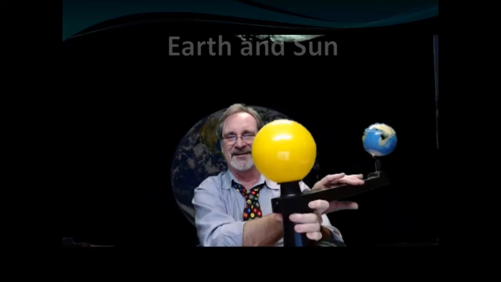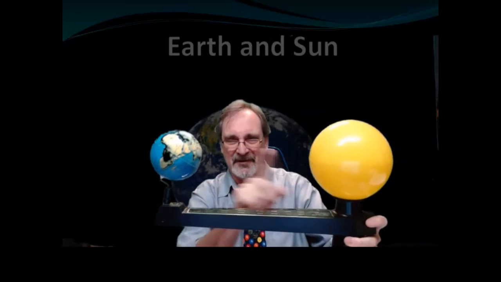Here's the sun and here's the earth, and the earth goes around. I like this model. It's kind of fun. It also, by the way, includes the moon here, but we'll do the moon later on. Right now we're only really worried about the earth and the sun.